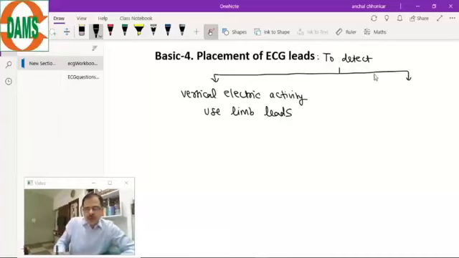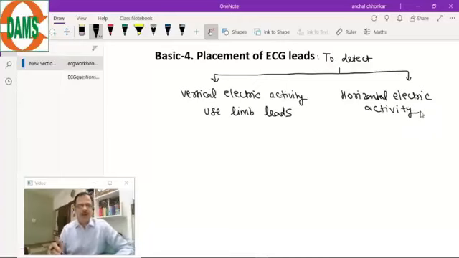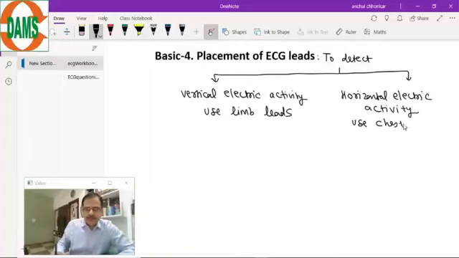Now to detect the horizontal electrical activity, like from endocardium to epicardium, the current, we will use the chest leads. So this is the basic number 4, and basic number 4 is the placement of the ECG lead.